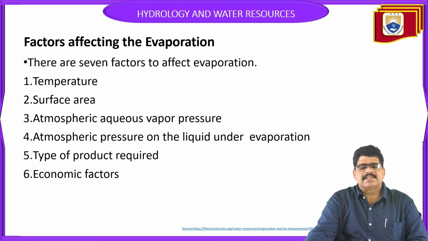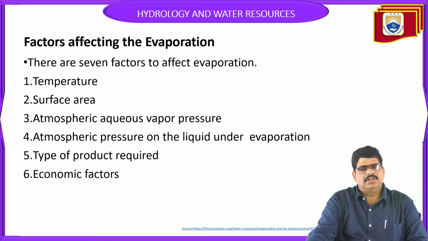Next one is factors affecting evaporation. What are the factors mainly affecting evaporation? The first one is temperature, second is surface area, third is atmospheric aqueous vapor pressure, fourth is atmospheric pressure on the liquid under evaporation, fifth is type of product required, and sixth is economical factors. So these are some of the factors affecting evaporation, and let us see them one by one.